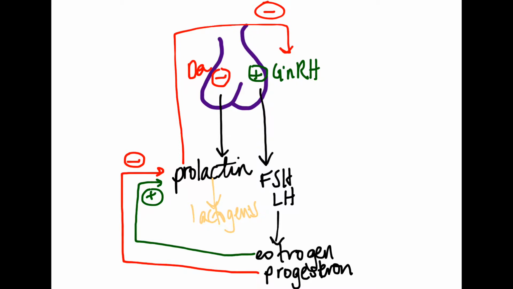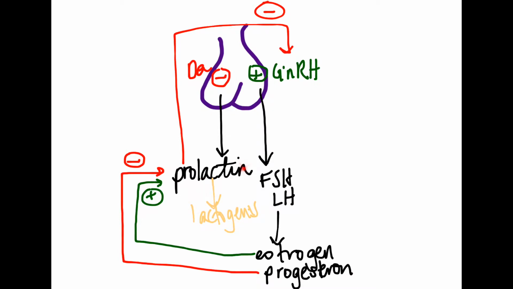Prolactin is inhibited by dopamine, which is produced by the arcuate nucleus in the pituitary gland. Prolactin is also inhibited by progesterone. So when we're pregnant, high levels of progesterone will inhibit prolactin because we're not ready to make breast milk yet. However, estrogen stimulates prolactin, and therefore estrogen stimulates lactogenesis, or breast milk production.